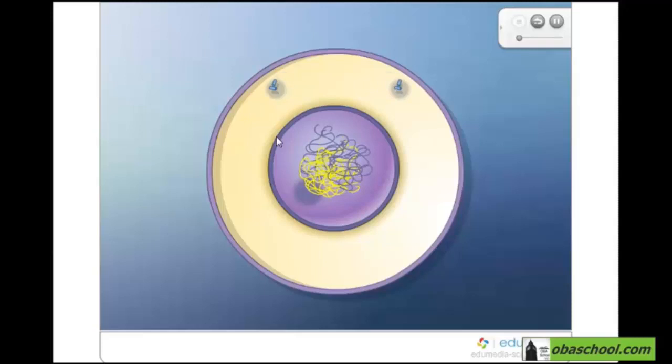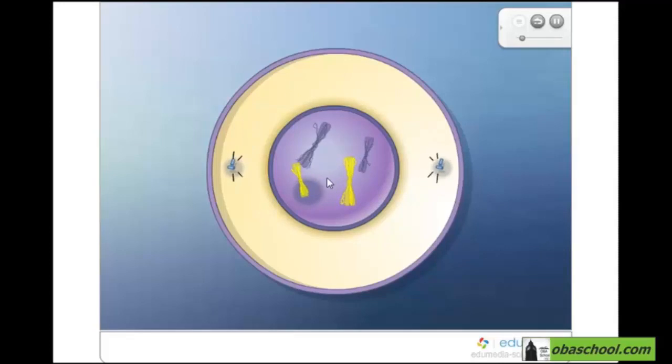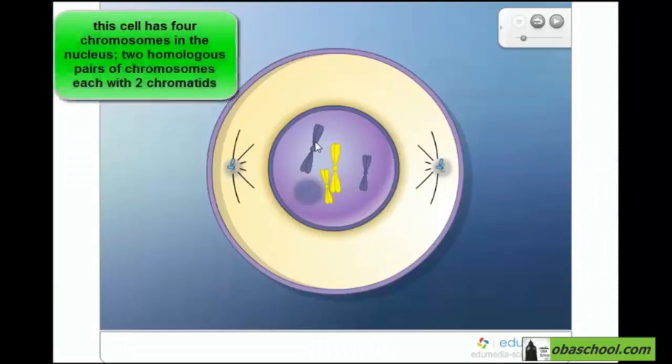Here we have chromatin condensing into chromosomes. And this is how we end up with the chromosomes. Each has 2 sister chromatids attached to each other. This cell has 2 homologous pairs. So this is a diploid germ cell. It has 2n equals 4 chromosomes.